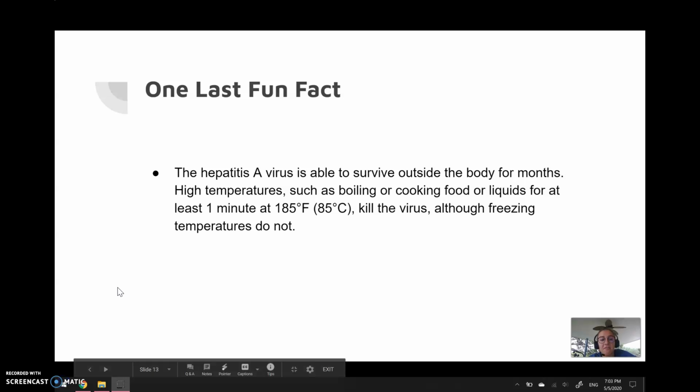One last fun fact about hepatitis A is that the virus is able to survive outside the body for months. At high temperatures, such as 185 degrees Fahrenheit, if you boil the virus for 1 minute, it will die, at least 1 minute. But freezing temperatures do not kill the virus.